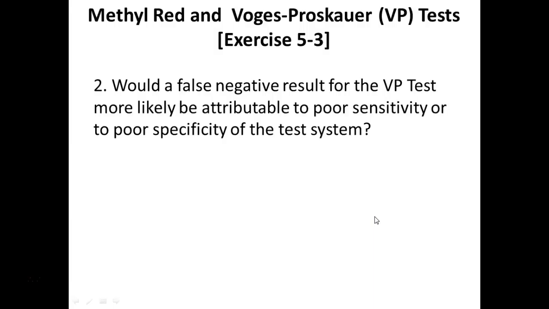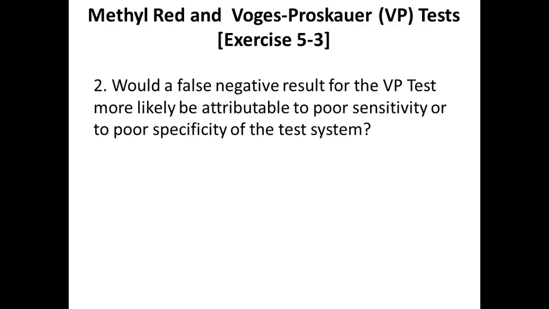So would a false negative result for the VP test more likely be contributed to poor sensitivity or poor specificity of the test system? Sensitivity. Why sensitivity? What has to happen? A reaction to produce a product that we can see, right? And again, you've got to produce enough red that you see it. You have to have enough there.